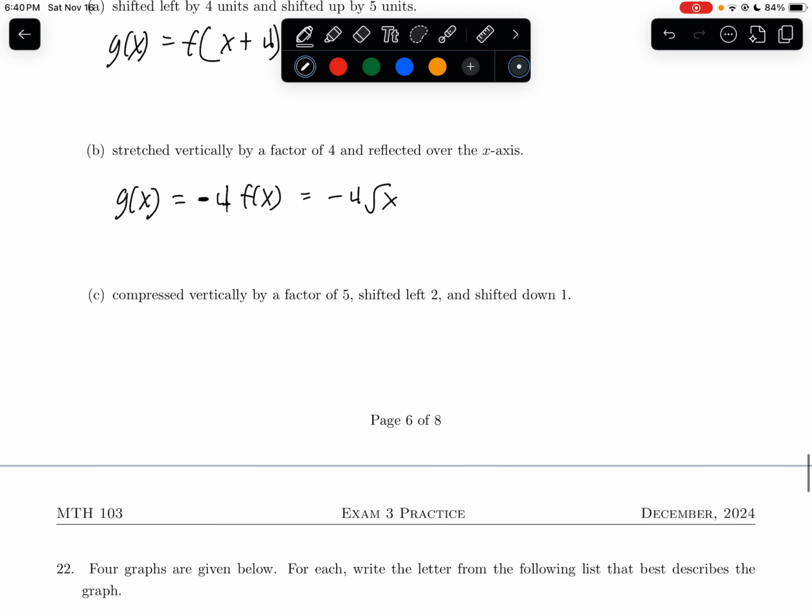And then finally, compress vertically by a factor of 5. There's no reflection, so it's just 1/5 f. And then I want to shift it left by 2, which means I have to add 2 to the input, so f of x plus 2. And then I shift it down by 1, which is subtracting 1 from all of the output values. And then this is 1/5 square root of x plus 2, again because f is the square root function, minus 1.